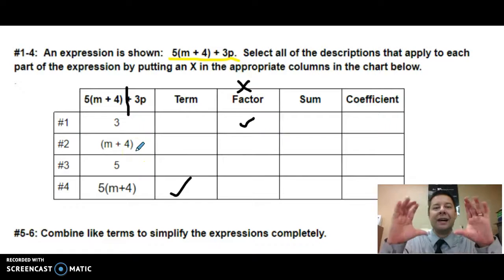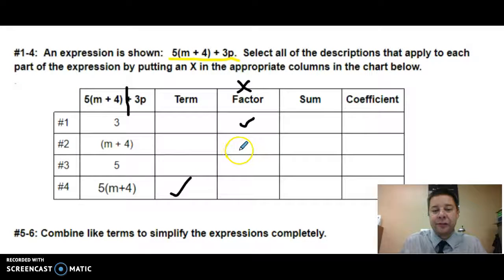(m plus 4) as a parenthesis, as a group. Is m plus 4 being multiplied by anything? Here it is. Well, yes, it's being multiplied by 5. So m plus 4 is a factor. Same thing with 5. If 5 is being multiplied by m plus 4, then m plus 4 is being multiplied by 5. They're both factors. And then finally we have 5 times (m plus 4). This is a little bit tricky because yes, there's multiplication going on in that part of the expression, but I can't say that 5 times (m plus 4) is actually being multiplied by anything else. So that is not a factor.